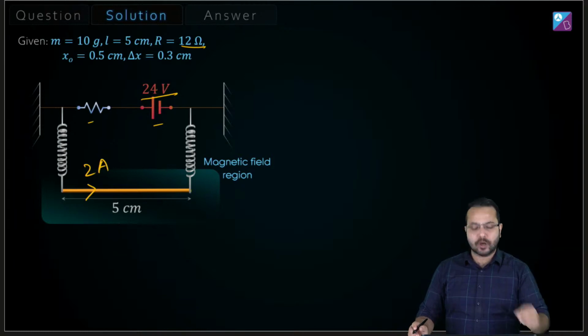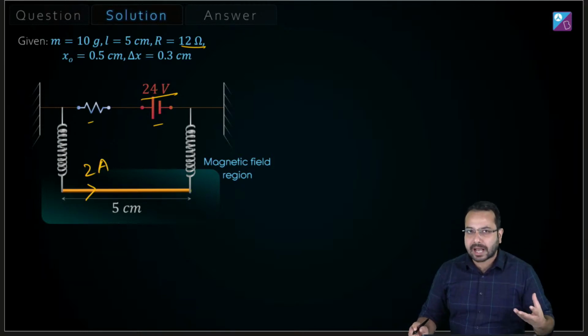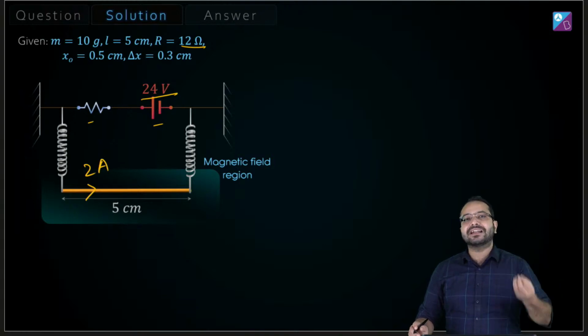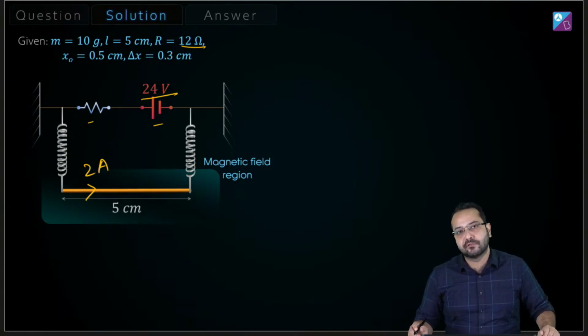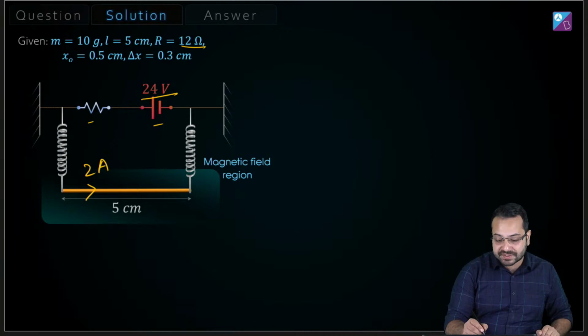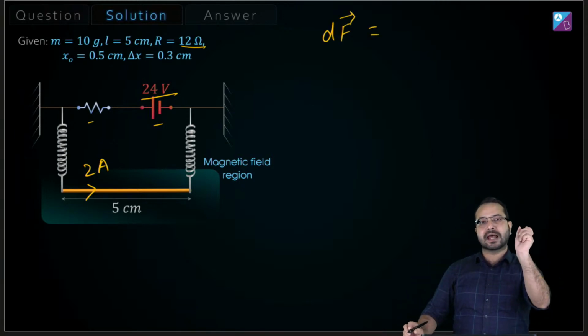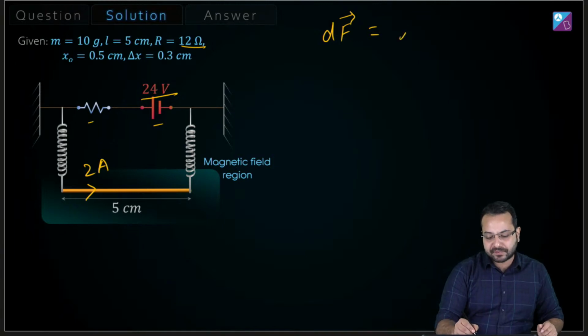Is that correct? Okay. And whenever we have current in a magnetic field, what happens? The current carrying conductor experiences a force. Is that correct? What force does it experience? Do you remember what force is experienced by a current carrying conductor? Okay, the fundamental equation here is I dl cross B.